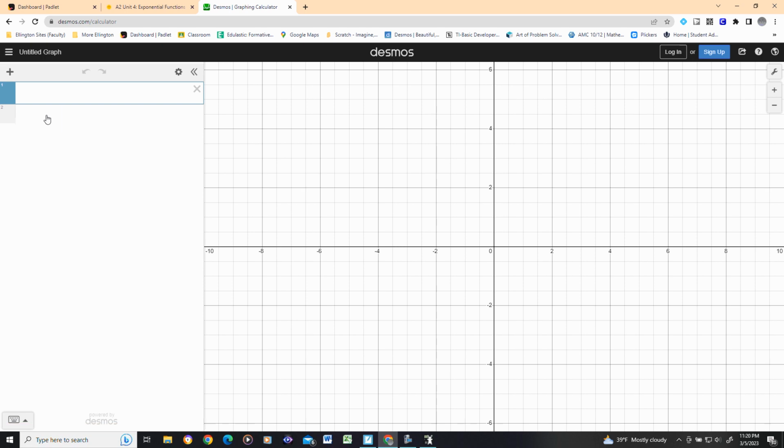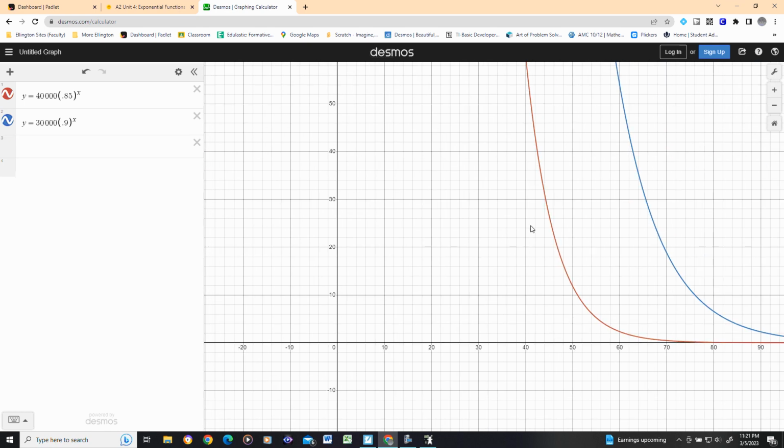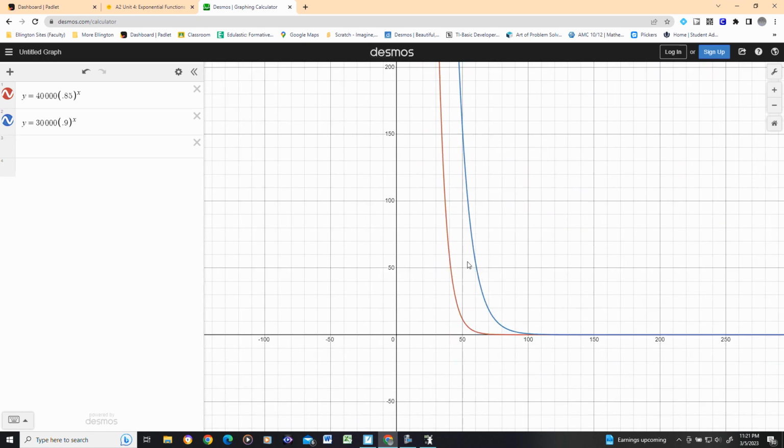Let's pop the two equations in here. Let's do 40,000 times 0.85 to the t. Actually, we do x. It likes it when I do x. So let's caps lock. Do y equals. And then the next line, y equals 30,000 times 0.9 to the x power. All right. Here's the two graphs.